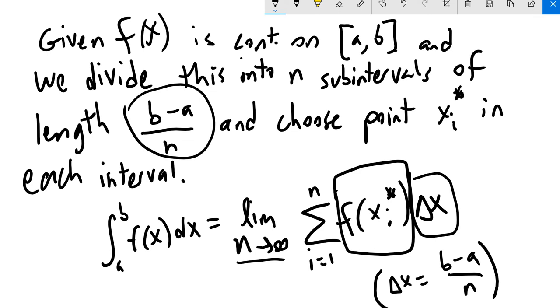So if you were to kind of think about this, let's actually think about an example. So that is the formal definition of an integral. Let's go to the next screen here and let's think through an example. So let's say, for example, I was trying to take the integral from 0 to 2 of x squared dx. So that's my function.